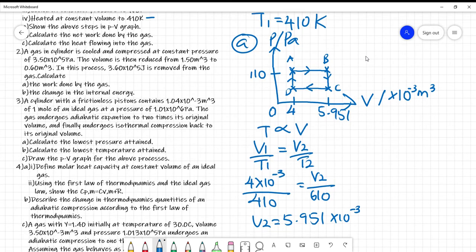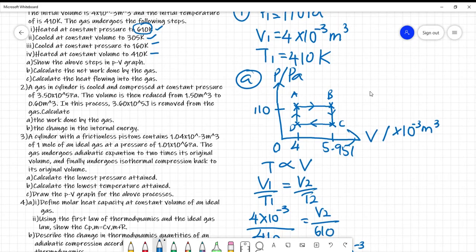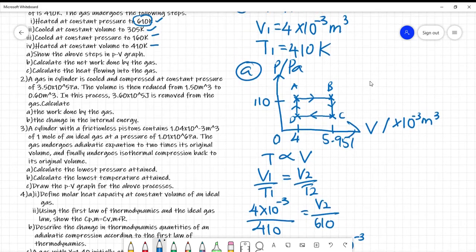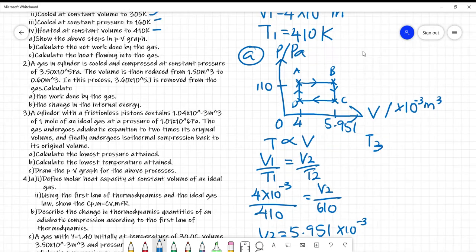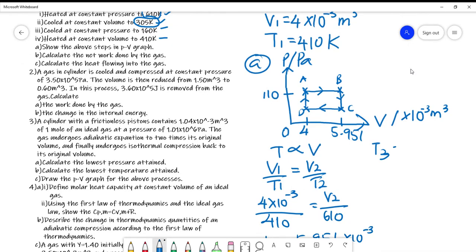Let's move on to the second process, which is the condition of constant volume. My T3 is this one, 305 Kelvin.